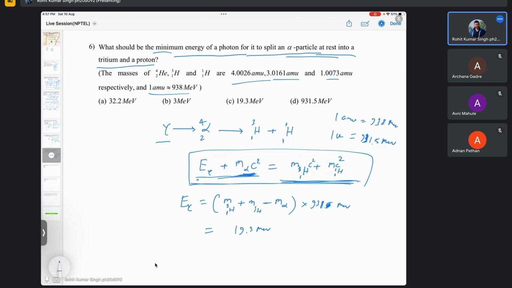This is also a nice problem, but it is a little different. It's nothing to do with alpha decay. You can split any nucleus by providing energy in the form of bombarding some particle onto it, like a photon or neutron or anything. Nuclear physics experiments always do this. So this is a nice problem. Okay, let's go to another problem.